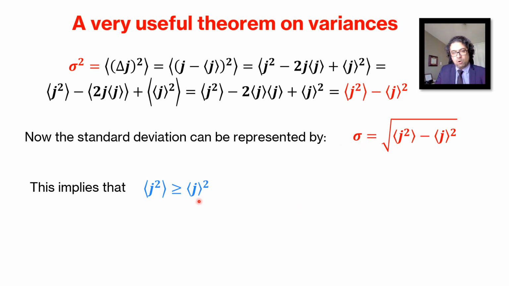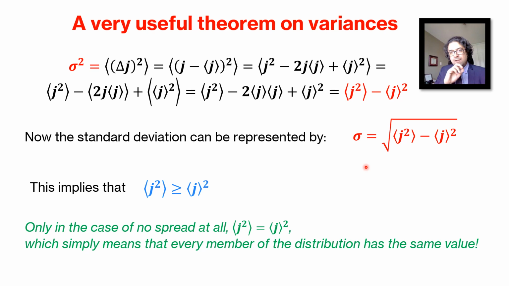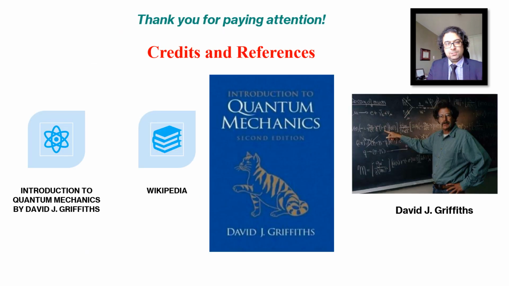Because whatever's underneath the square root sign must be positive in order for this guy, the standard deviation, to make sense. The only time in which the average of the square matches the square of the average is a distribution in which you have no spread at all. That simply means that every member in the distribution has the same value. You can check it out for yourself. So I think that would be it for this session here.